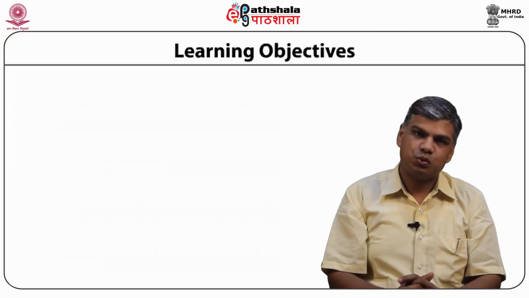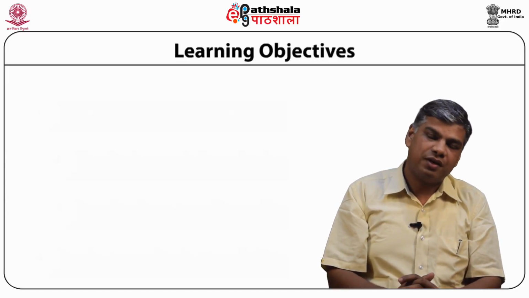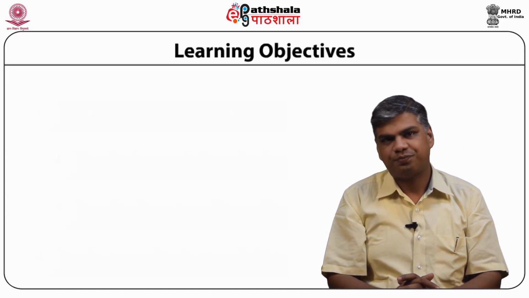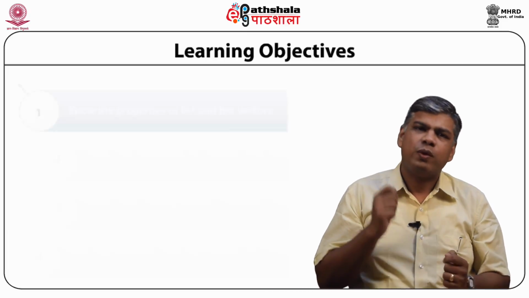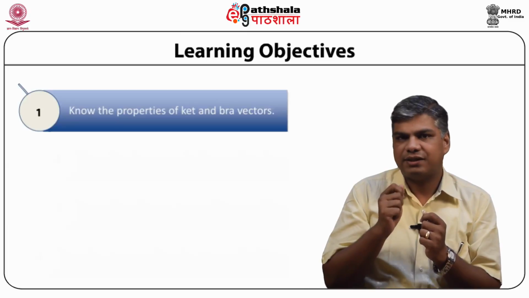Today we are going to discuss the module Dirac's Ket and Bra notation for vectors under the paper Quantum Mechanics 1. So students, let us see what we are going to be learning in this module. Firstly, we'll get to know the properties of the Ket and the Bra vectors.